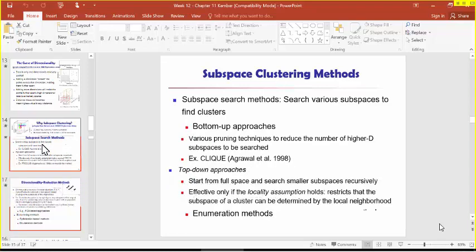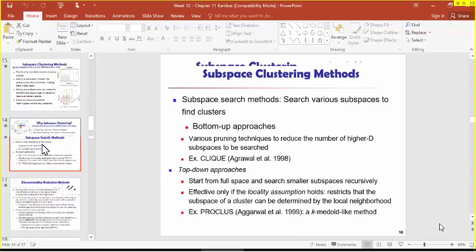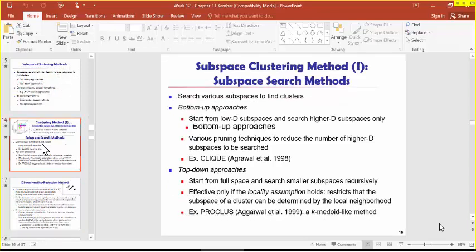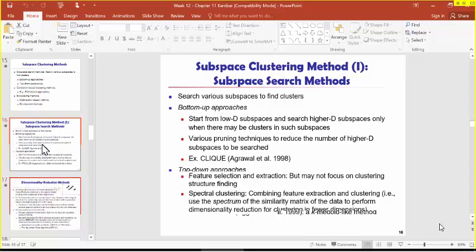For the bottom-up approach, we start from low dimensional subspaces and search toward high dimensional subspaces, only when there may be clusters in such subspaces. Various pruning techniques can be used to reduce the number of high dimensional subspaces. In the top-down approach, we start from the full space and search smaller subspaces. It is effective only under the locality assumption, which restricts that the subspace of a cluster can be determined by the local neighborhoods. An example is PROCLUS, where we use a k-medoid-like method.